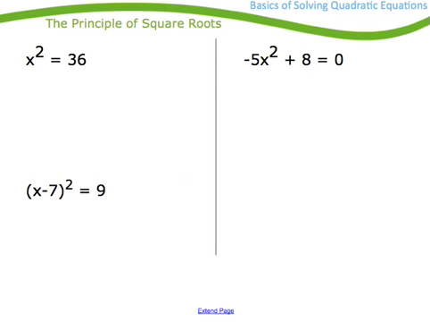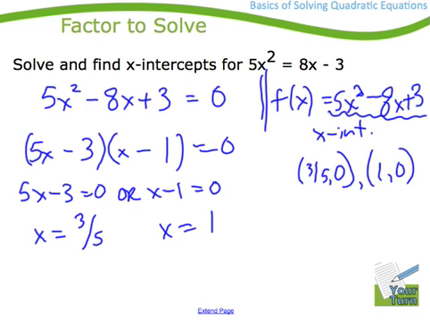Okay, let's try a couple more. Okay, well that's quite a few more. Rather than try another question, maybe I should have indicated here, try some on your own from the textbook. Maybe pause, try some, just get that feel for what solutions are and for what x-intercepts are. Okay, when you're ready, hit play.